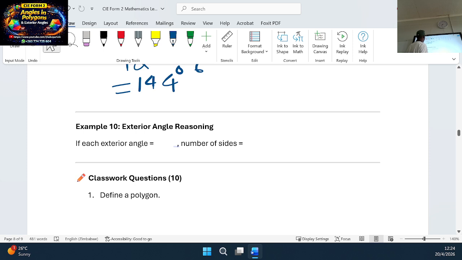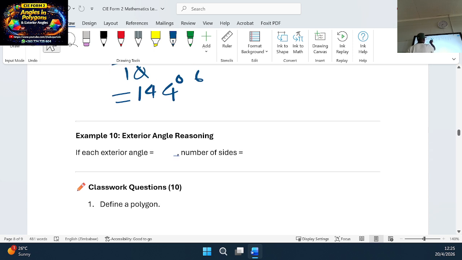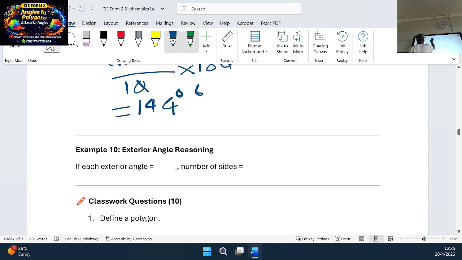Then number 10, the exterior angle reasoning. Each exterior angle is equal to, and the number of sides is, if each exterior angle, so here I'm just picking, it can be just a rough angle in size. For instance, if I pick an angle like 60 degrees, so if an exterior angle is 60 degrees, then the number of sides is going to be 360 over 60. So there are going to be 6.